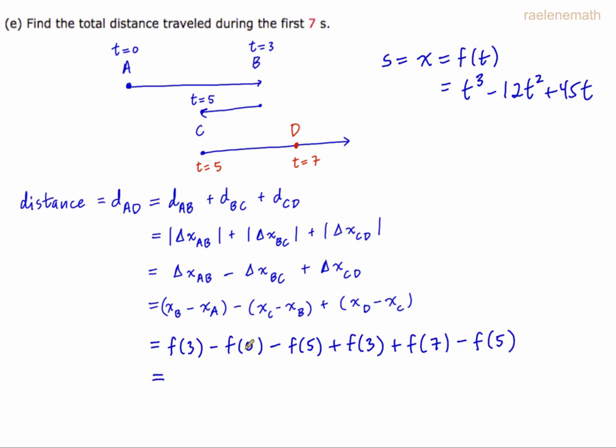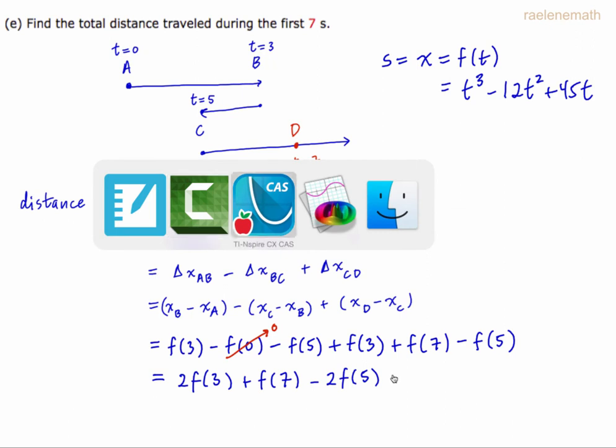I remember that my position at time 0 was 0, so that one is 0. And I'm going to get 2 f of 3's plus an f of 7 minus 2 f of 5's, and it would have been minus f of 0, but that value is 0. So this is really an algebra question or an evaluation question. We can use a graphing program to help us work that out a little more simply. So let's take a look.